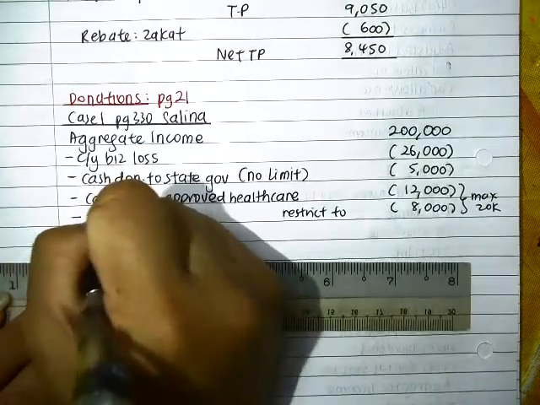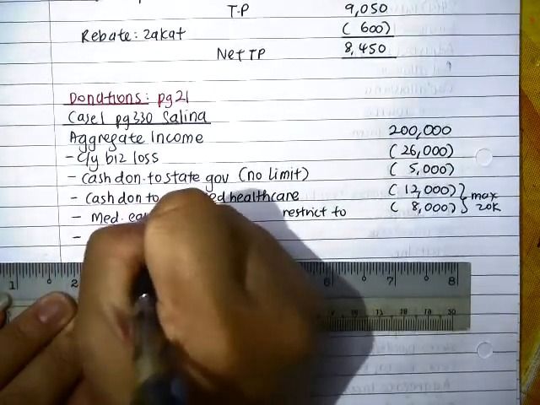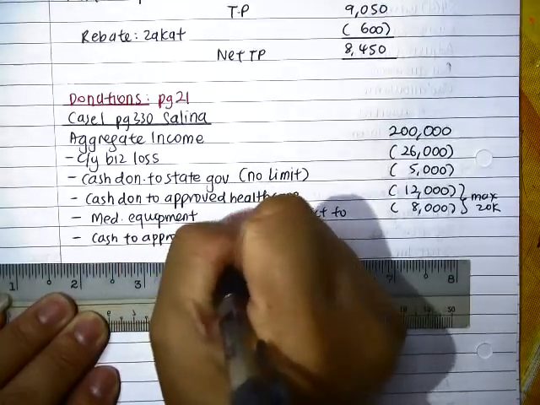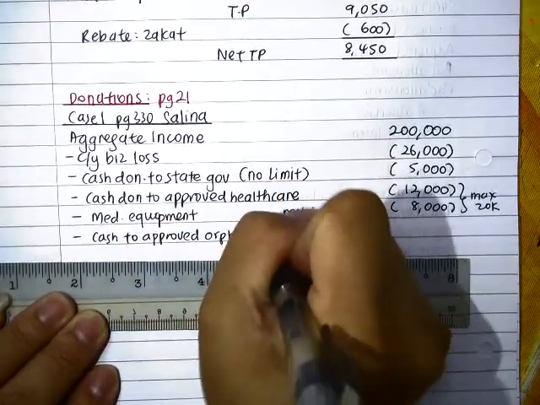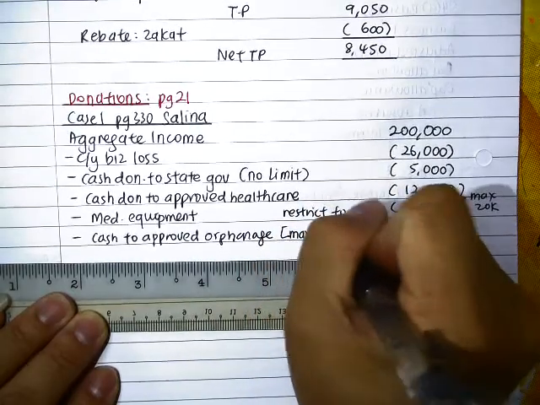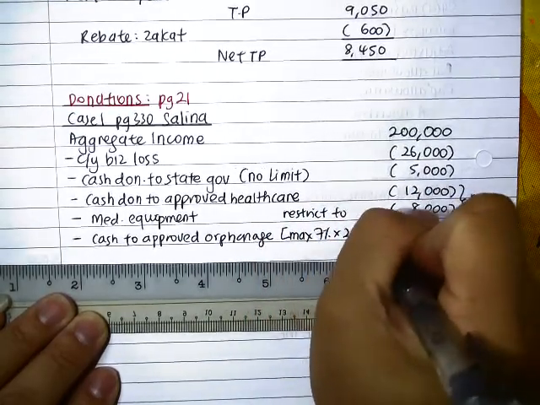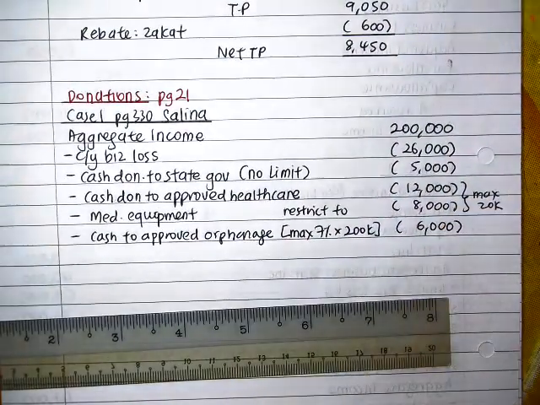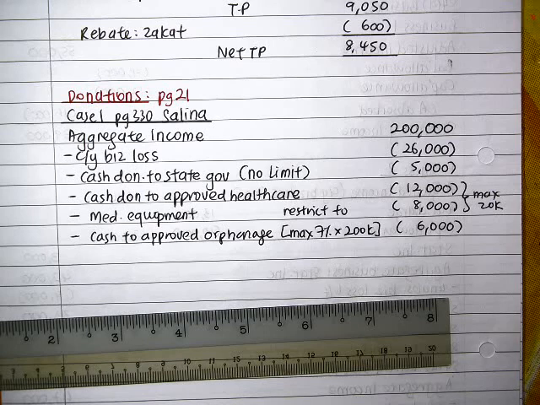Now then we have a cash donation to an approved orphanage. Now the orphanage is the institution. Maximum we give you 7% of 200, which is 14,000. In this case is 6. Now the ang pao is not the orphanage. The ang pao are all the orphans inside. You don't donate to the orphanage, so you don't claim.